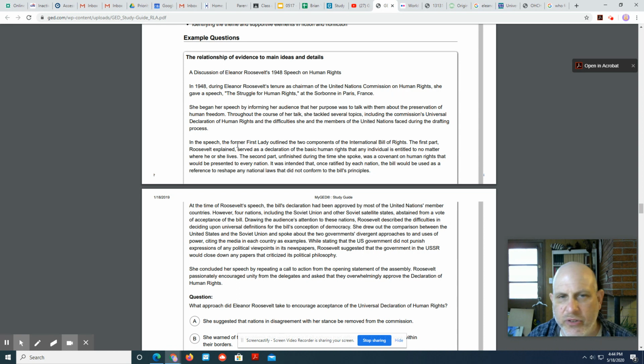Why? In the speech, the former First Lady, the name of a president's wife, outlined the two components of the International Bill of Rights, two parts. The first part, Roosevelt explained, served as a declaration of the basic human rights that any individual is entitled to, no matter where he or she lives.